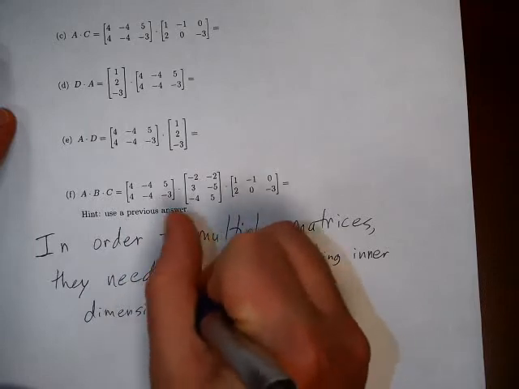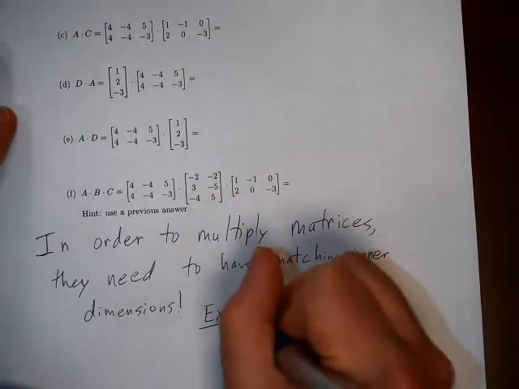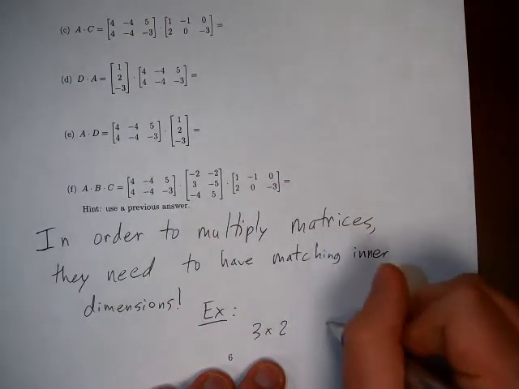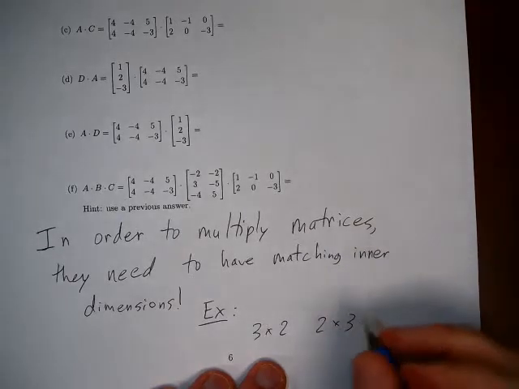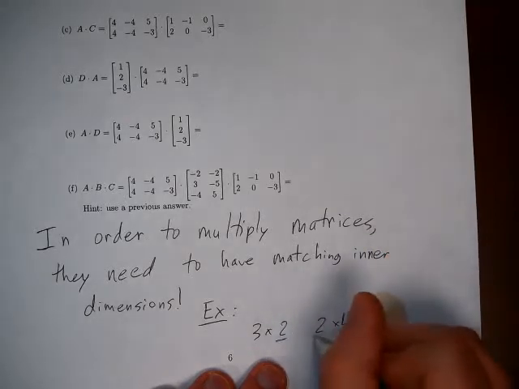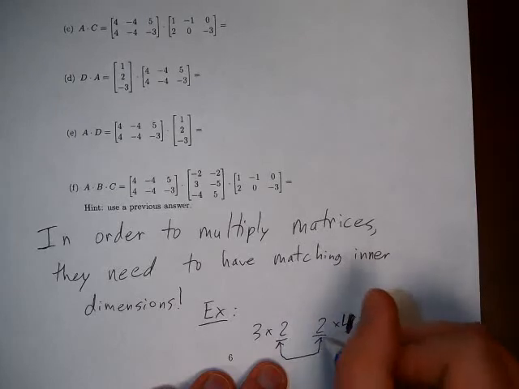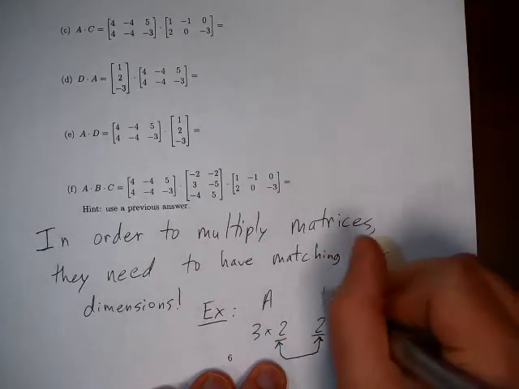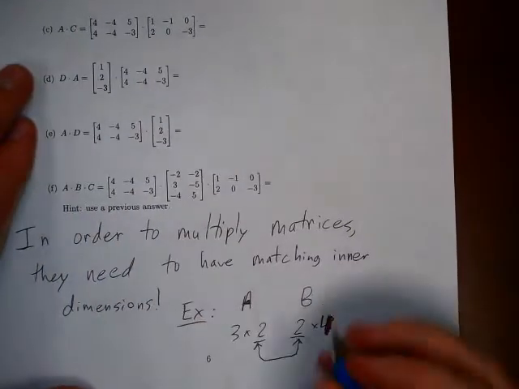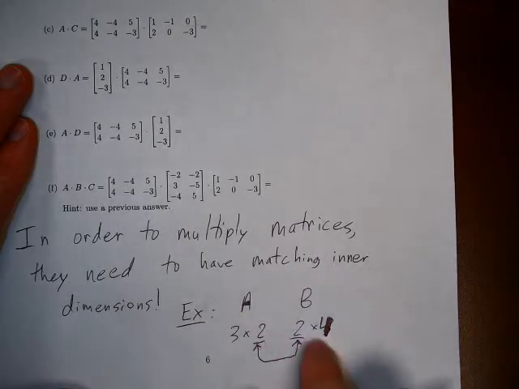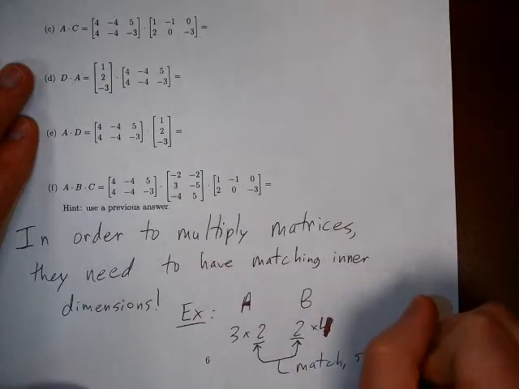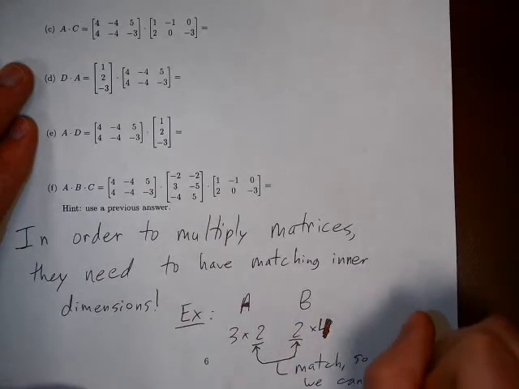Now what do I mean by that? So let's say we wanted to go ahead and take a 3 by 2 matrix and multiply it by a 2 by 3, or let's say a 2 by 4 matrix. If we're doing it in this order, so we'll say A is a 3 by 2 and B is a 2 by 4 matrix. So A times B. If we wanted to do this multiplication, the number of columns of A matches the number of rows of B. So they match, so we can multiply.